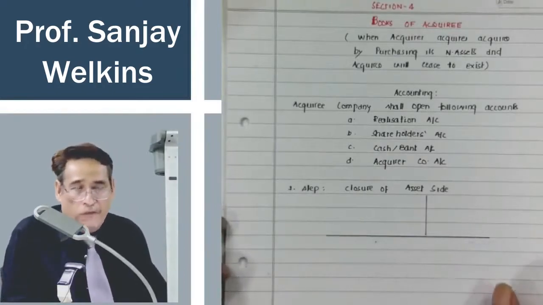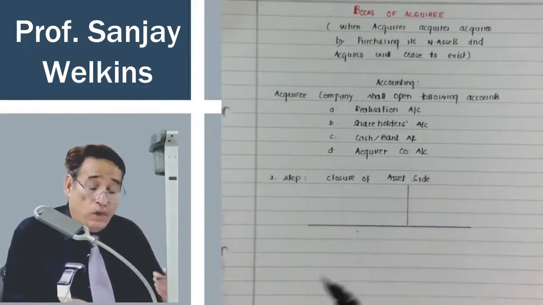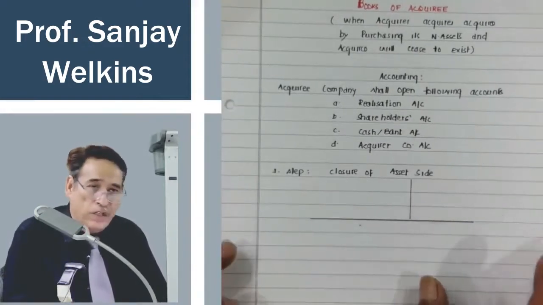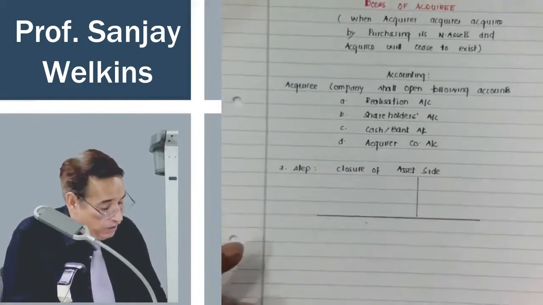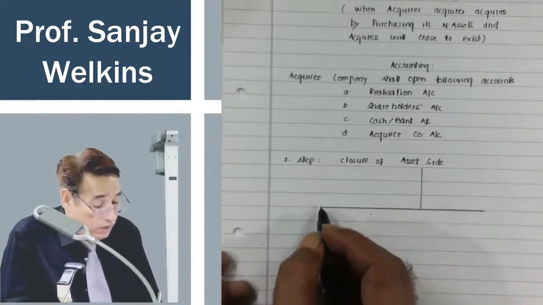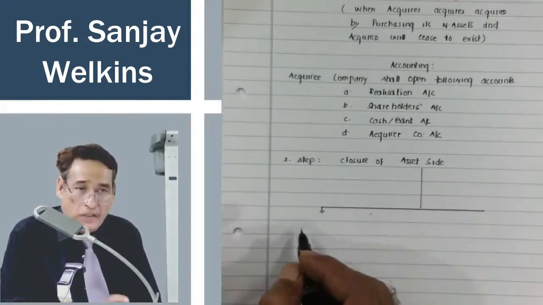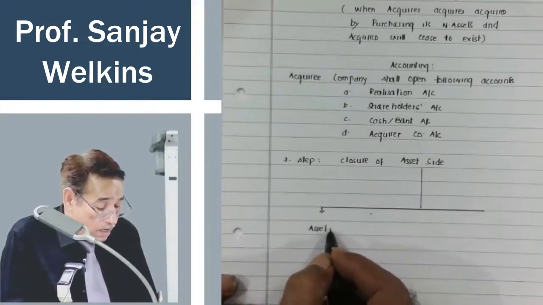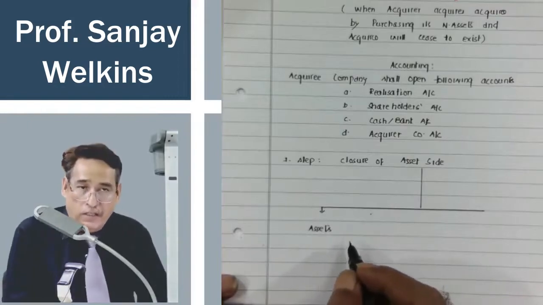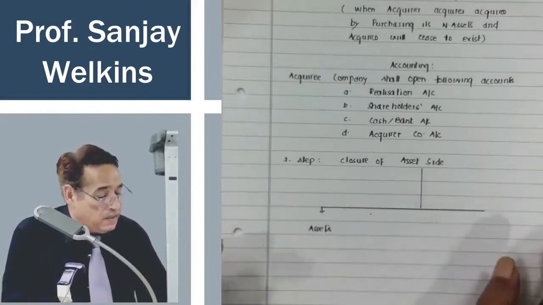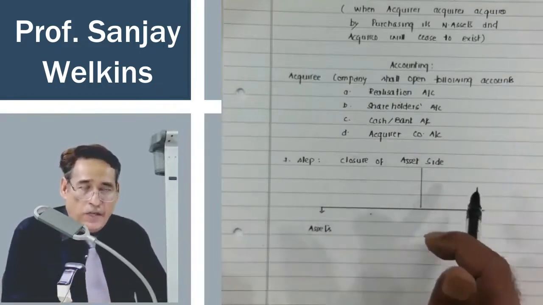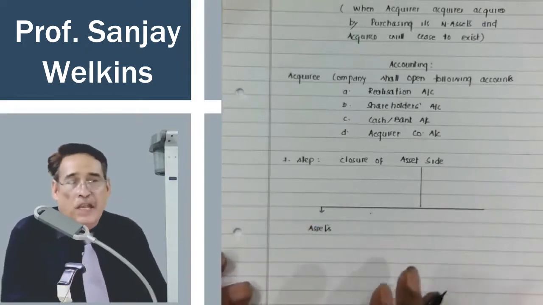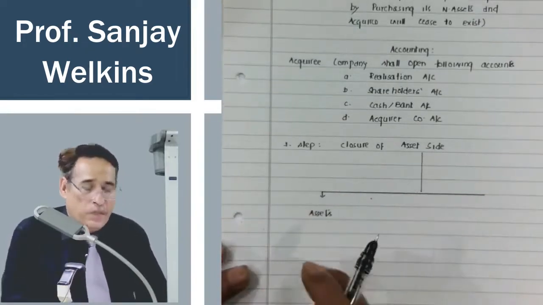Now you may wonder why I am saying asset side and not assets. Actually, there is a difference between asset side and assets. What is that difference? I will let you know in a short while. The entire asset side can be divided into two parts. One, assets. If you look into the framework of Ind AS, it states that assets are resources which are controlled by an enterprise and which are capable of fetching economic benefits in future. Those items are considered as assets, correct?